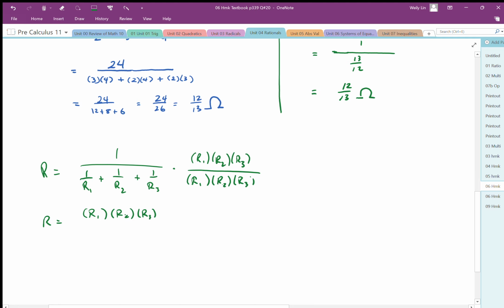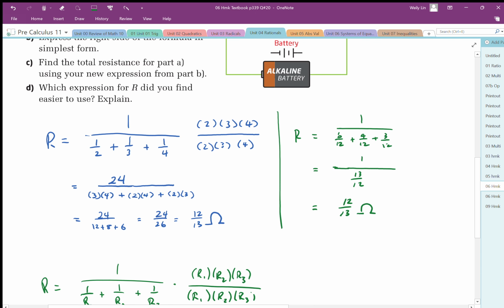And the denominator becomes, the R1's cancel, so we end up with R2 times R3 plus the R2 cancels in this case, so it becomes R1 times R3 plus the R3 cancels on the last term, so we get R1 times R2. Okay, so there's our simplified formula.